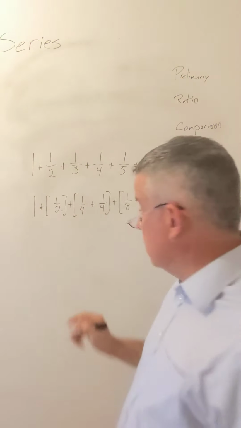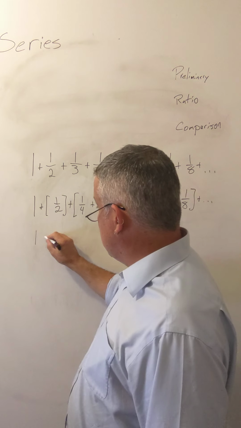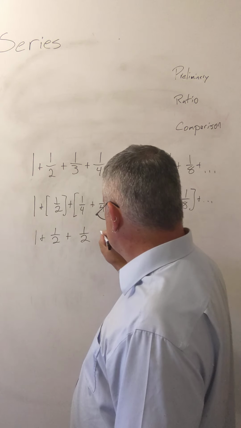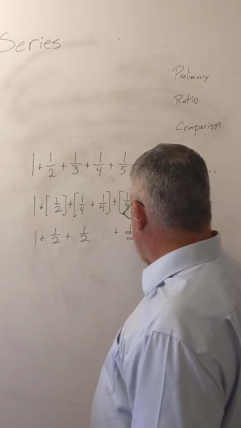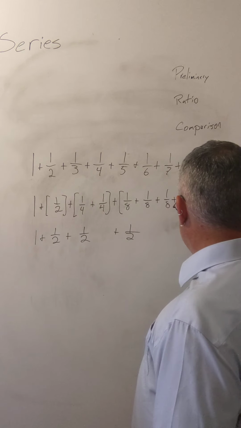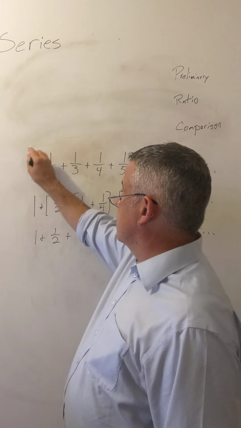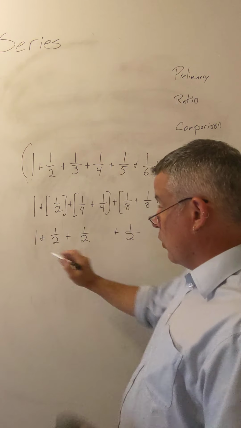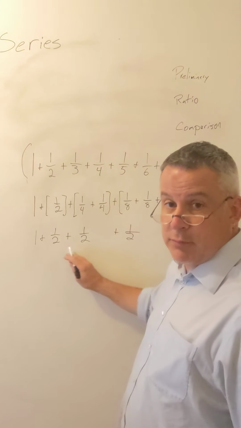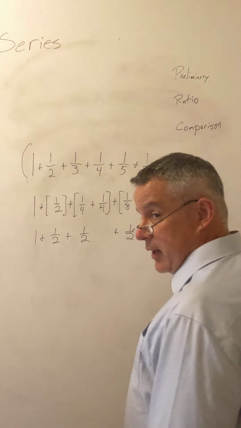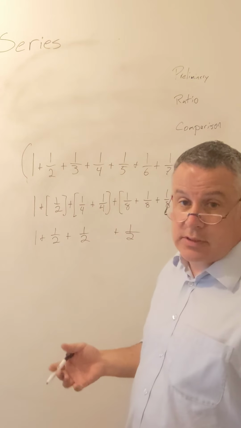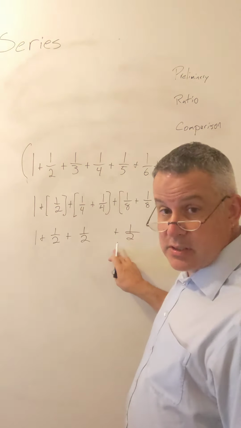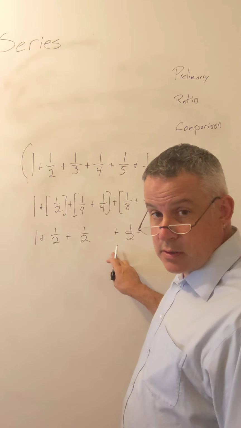Okay, now here's the next step. Notice that every term in square brackets here adds up to 1/2. So that means that our harmonic series is greater than a series which is 1 plus 1/2 plus 1/2 plus 1/2 plus 1/2 plus 1/2, which is clearly a divergent series. So the harmonic series must also be a divergent series because it's bigger than this diverging series. Okay.